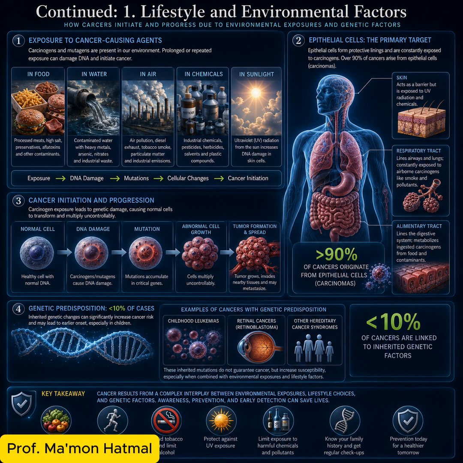Some are found in the foods we eat, particularly processed meats, foods preserved with high levels of salt or nitrates, or foods contaminated with naturally occurring toxins such as aflatoxins. Others may contaminate drinking water through heavy metals, arsenic, industrial waste, or agricultural chemicals. The air we breathe can also contain carcinogens, including tobacco smoke, diesel exhaust, industrial emissions, and fine particulate pollution.